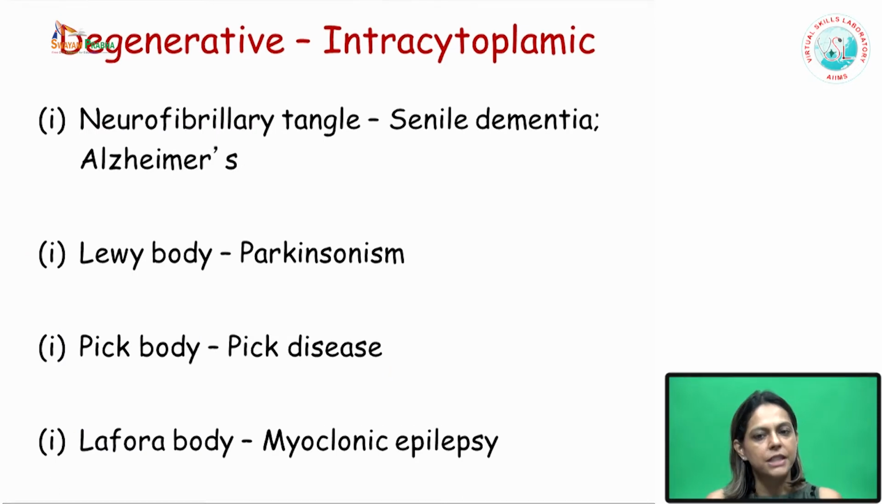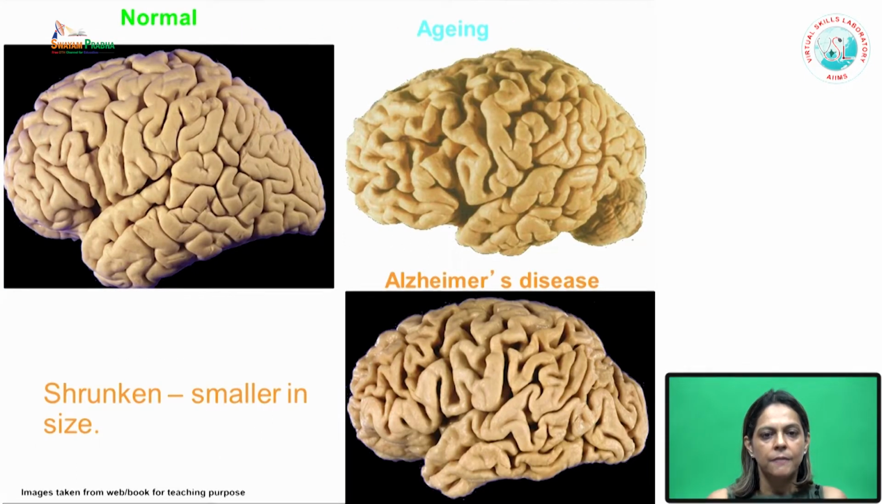And in most of the degenerative conditions, you see intracytoplasmic inclusions in the neurons, and these can be in the form of neurofibrillary tangles, Lewy bodies in Parkinson's, Pick's bodies in Pick's disease. So you should not confuse Pick's disease with Niemann-Pick disease. This is basically a degenerative condition of the brain which I will be covering, and Lafora bodies can be seen in myoclonic epilepsy.